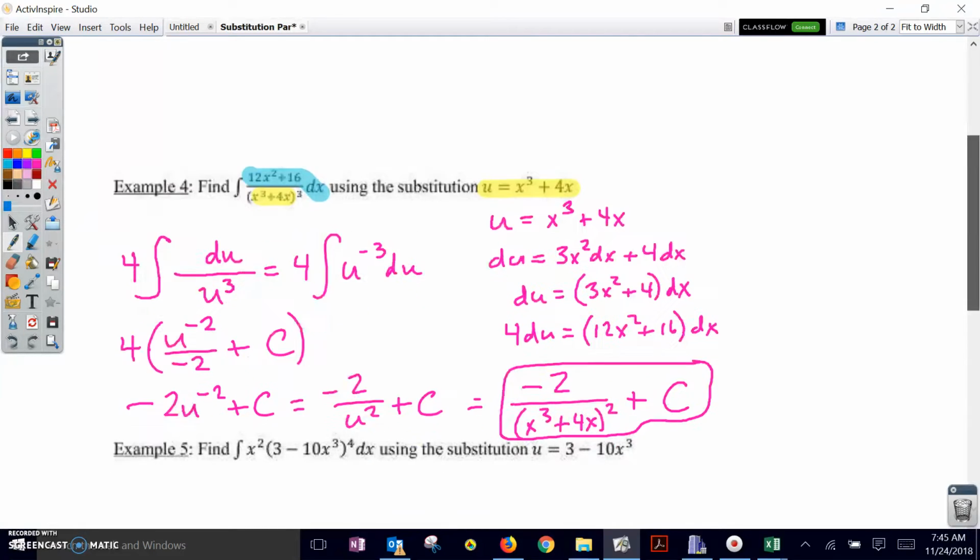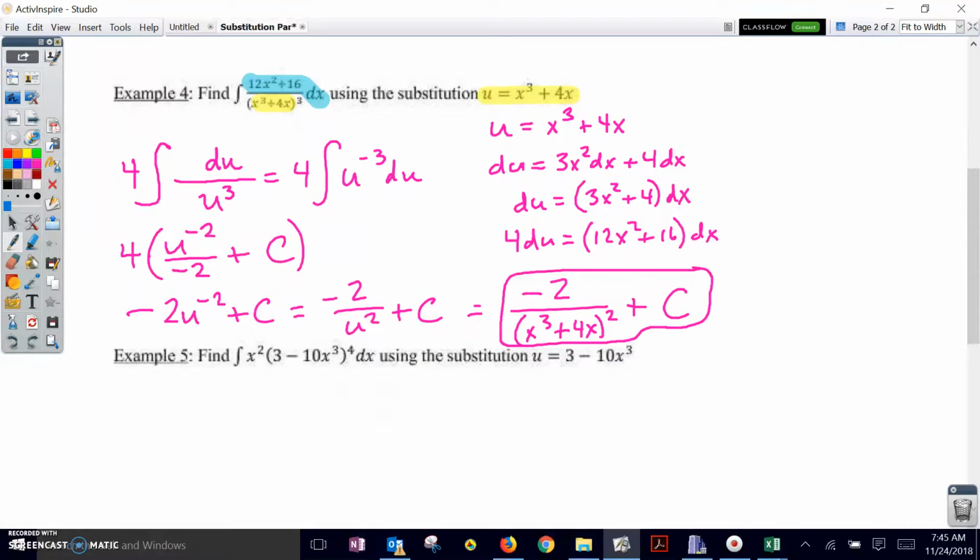Alright, example 5. We're going to find the integral of x squared times the quantity 3 minus 10x to the third raised to the fourth dx. Again, notice our substitution choice. After we get through this lesson, we're going to start making the substitution choices on our own. So you want to really pay attention to what the effective substitutions are that we've chosen up to this point. Although we'll definitely get into more complicated ones. Alright, so we're going to end up having a u to the fourth here. Now the only question is what we're going to multiply that u to the fourth by.